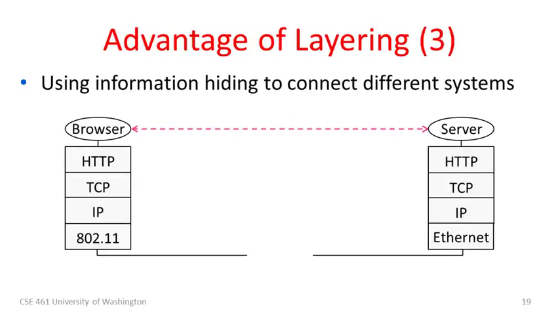But let's move on and look at the advantage of layering in terms of information hiding a little more. We can use it to connect different systems. This is more interesting, I think. So here we have a computer, a protocol stack, the same protocol stack as before with wireless at the bottom, and on the right hand side we have one with Ethernet at the bottom. How can we connect these?